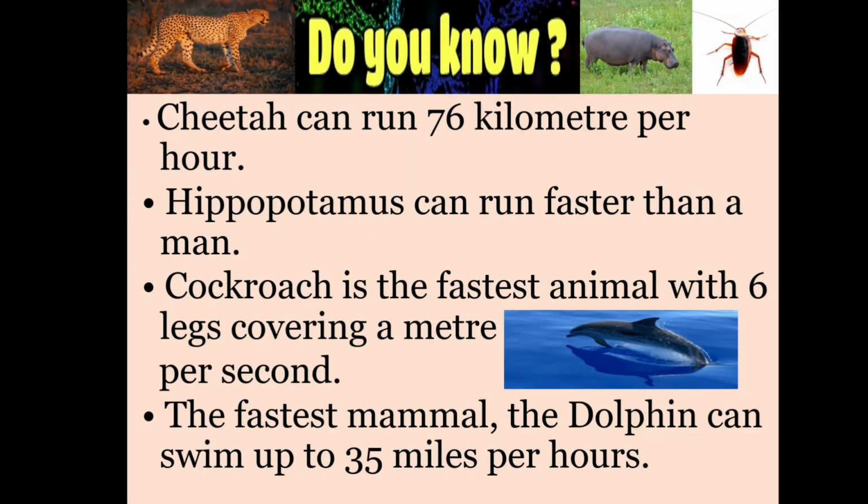Do you know? Cheetah can run 76 km per hour. Hippopotamus can run faster than a man. Cockroach is the fastest animal with 6 legs, covering a meter per second. The fastest mammal, the dolphin, can swim up to 35 miles per hour.